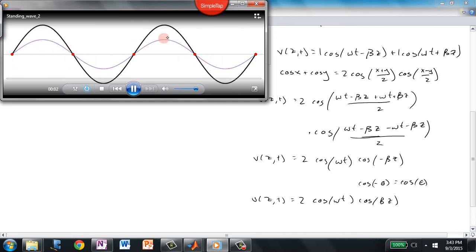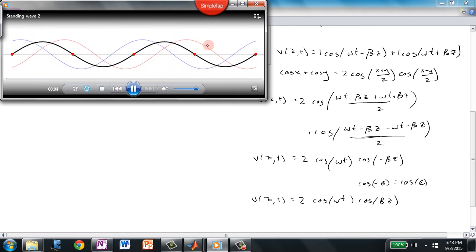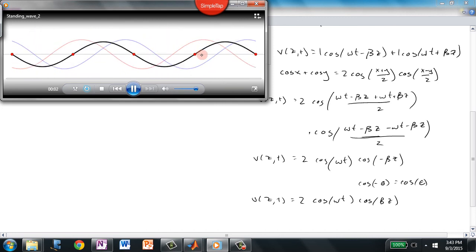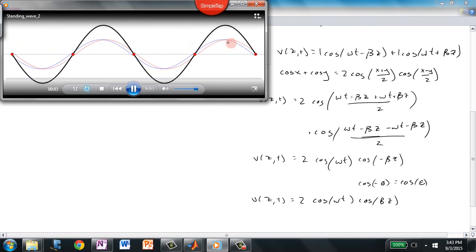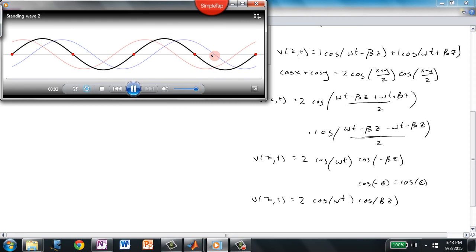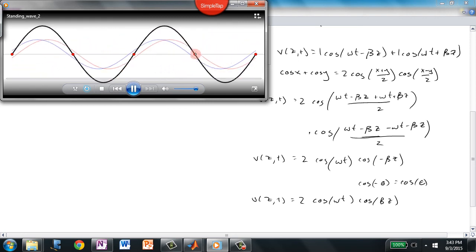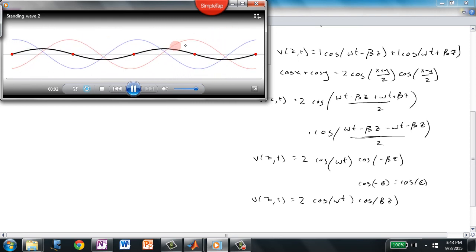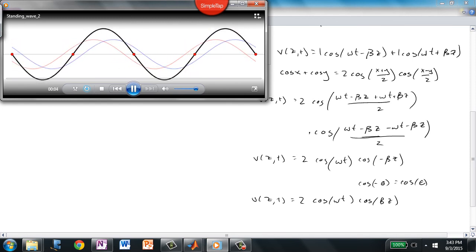The distance between two nodes in a standing wave is always going to be lambda over 2, whatever the wavelength of the incident and reflected waves is, divided by 2, and the distance between two antinodes is always going to be lambda over 2.